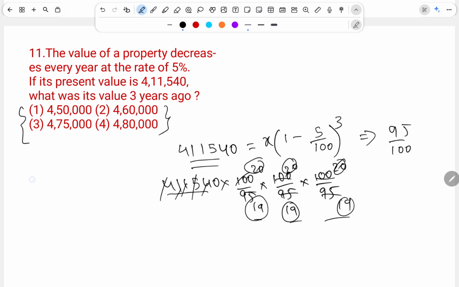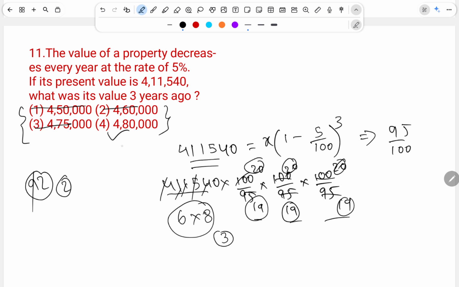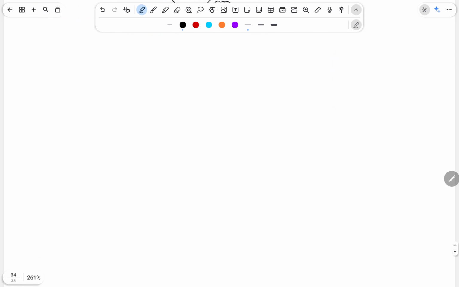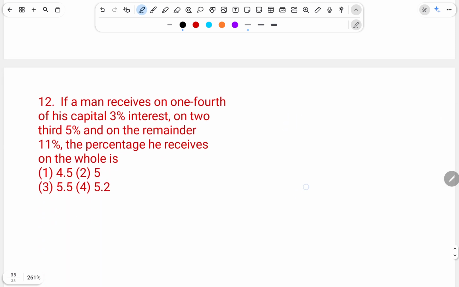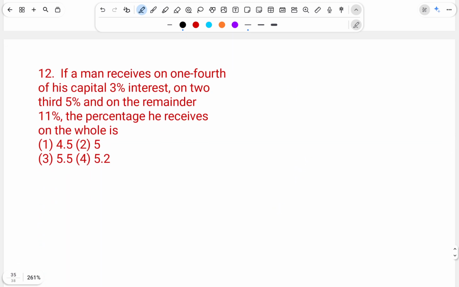Why am I saying remove 9s? Because 9 and 2, the digit sum is 2: 9 plus 2 is 11, 1 plus 1 is 2. Means this 9 we can directly eliminate and write 2. In the same way, digits which sum to 9 we can also eliminate. Now 1 plus 1 plus 4 is 6. 6 into 8 is 48. 4 plus 8 is 12, 1 plus 2 is 3, so 3 must be the digit sum. First one wrong, 9. Second one 1. This is the answer because here it is giving 3. So 4,80,000.